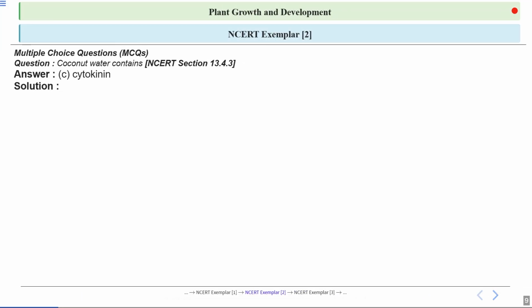So the correct answer is option C, cytokinin, right? Coconut water contains which particular hormone? It contains cytokinin. Let us see the explanation part.